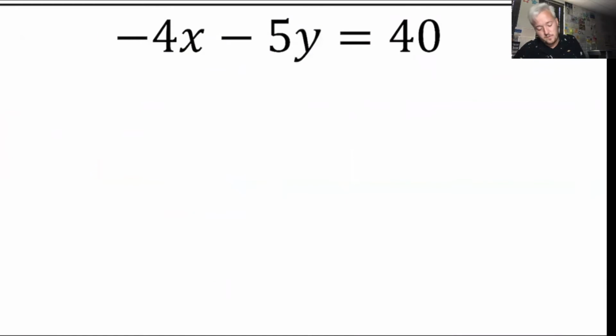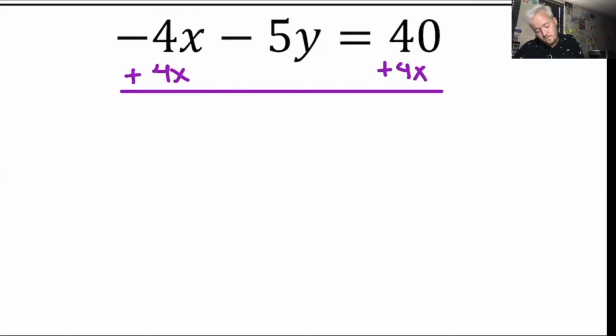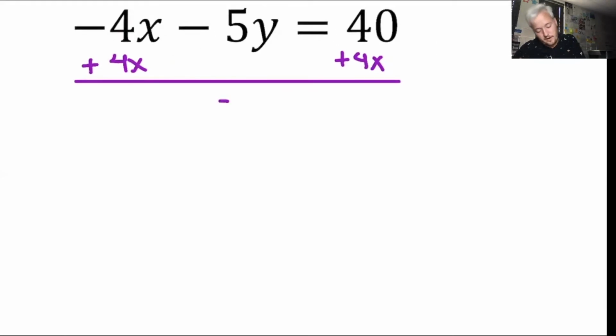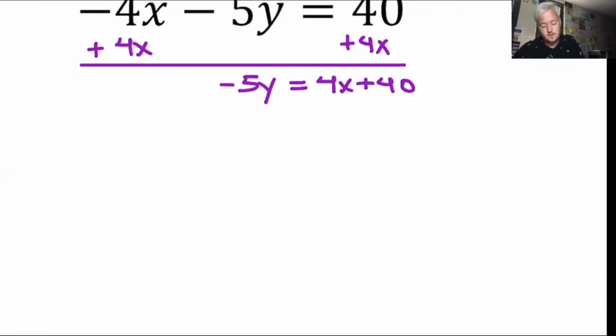So what I'm going to do is get rid of any addition and subtraction first. I have to get rid of this -4x. Because it's negative, I'm going to add it on both sides. So I have -5y equals 4x plus 40. Now I have this -5 over here that I've got to get rid of. Because I'm doing -5 times y, I'm going to do the opposite. I'm going to divide.